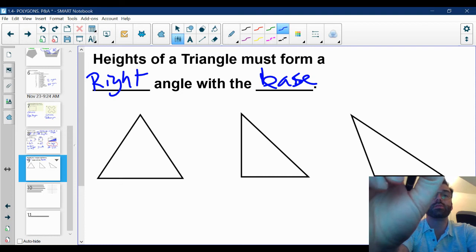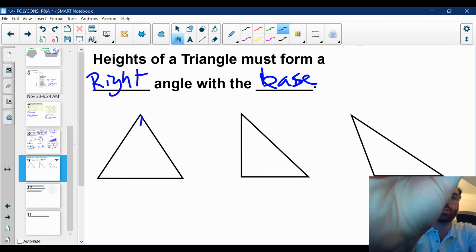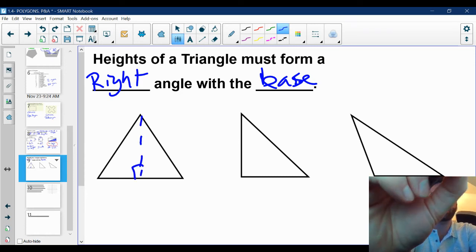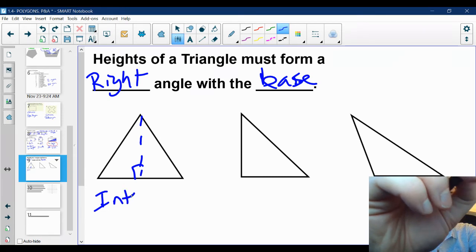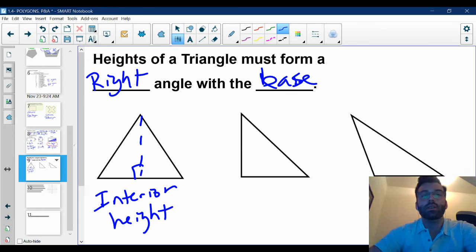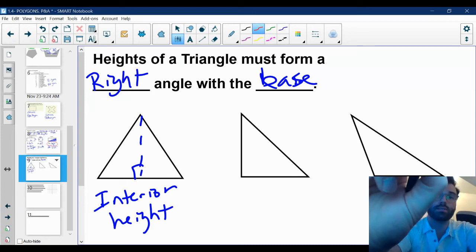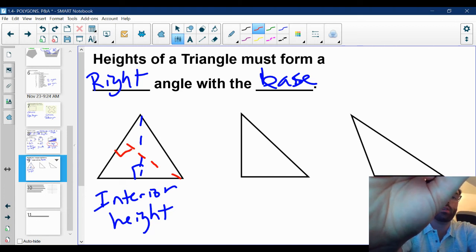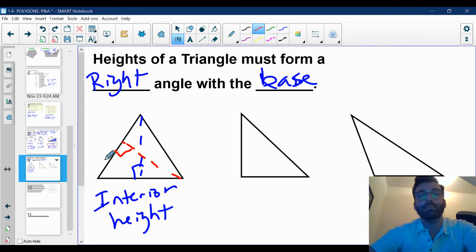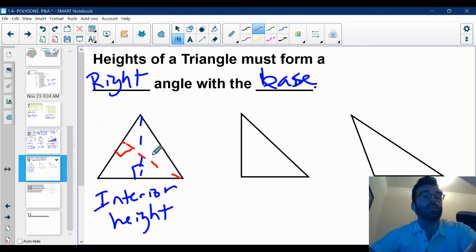So in this first triangle, my height is going to be interior. This is an example of an interior height because it's on the inside of the triangle. Technically, I could also have a height that went from here, where the height goes through the shape like that. As long as it makes a right angle with the base, that's fine. Just because it looks different and it's not vertical, that doesn't matter. It can still be considered a height.